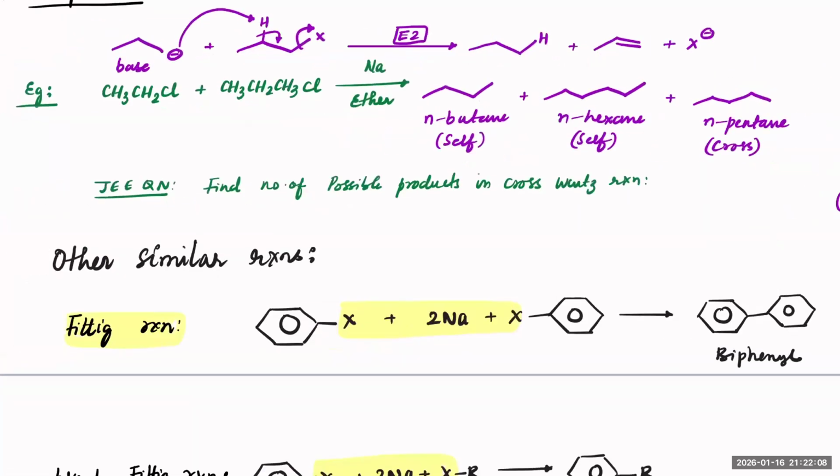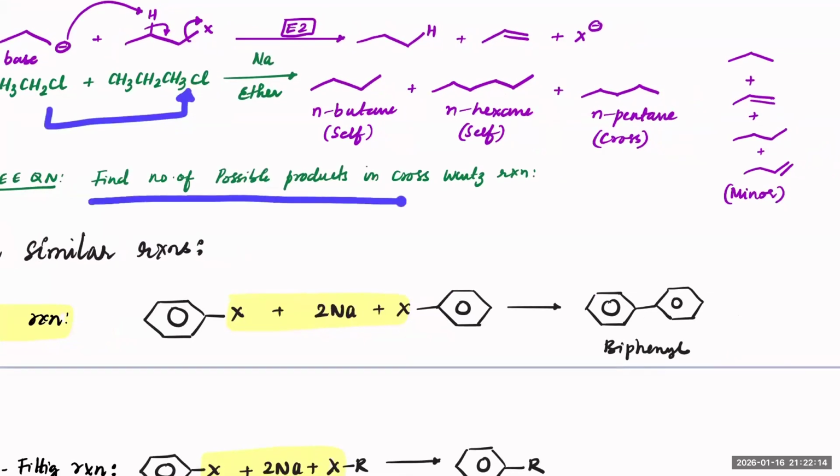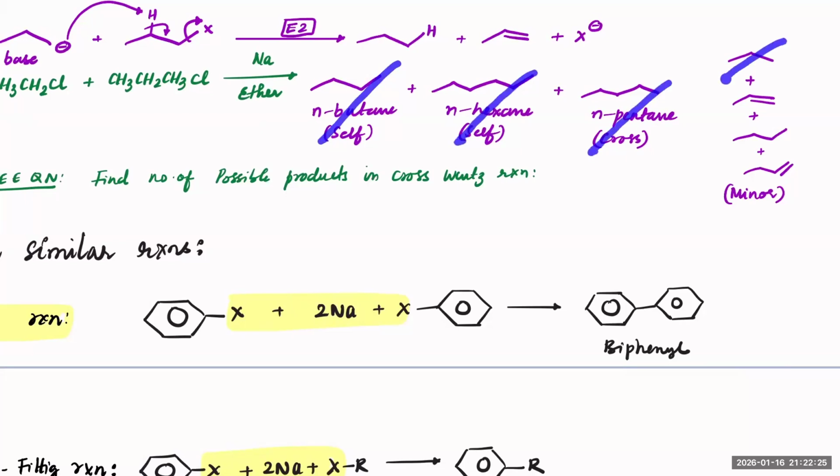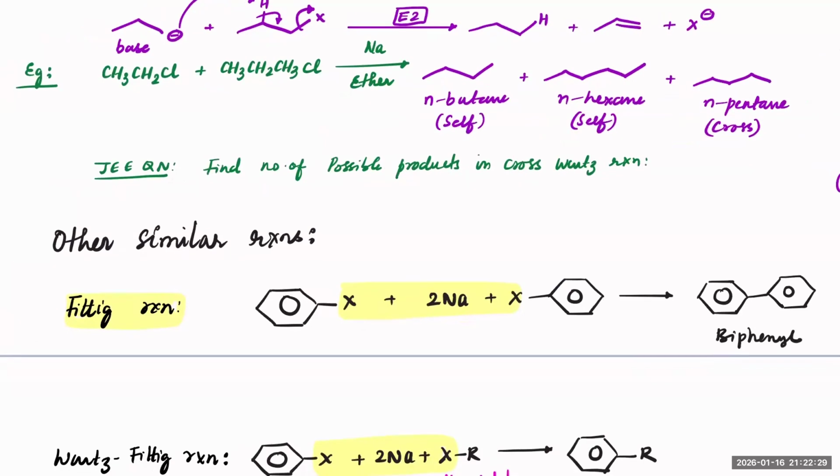Now, this was a JEE question which was asked earlier, everybody. The same reactants were given and it was asked, what are the possible products? When you say possible products, that means you're supposed to count all major, minor, everything that is possible. So in that case, you can see 1, 2, 3, 4, 5, 6, 7. So in total we have 7 products possible.